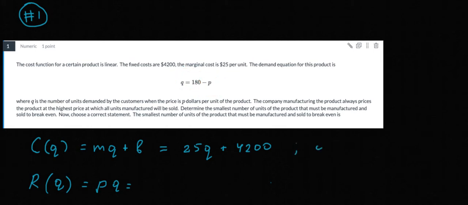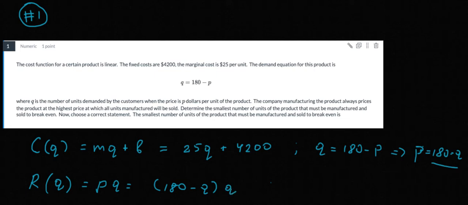Okay, so the demand equation is Q equals 180 minus P, and we will solve this equation for P. P equals 180 minus Q. And we will now plug in 180 minus Q into the revenue function instead of the price P. The result is 180 minus Q times Q. Now, for any value of Q, we can calculate the cost to manufacture Q units, and we also can calculate the revenue obtained from selling Q units.